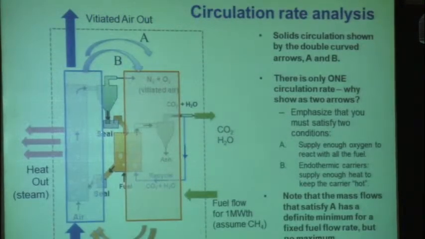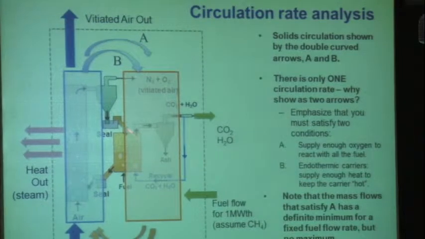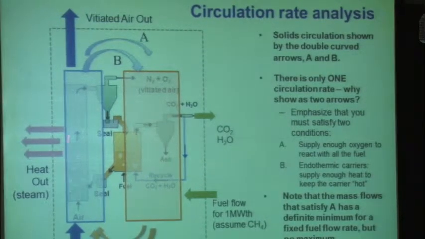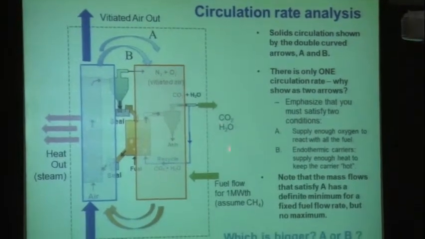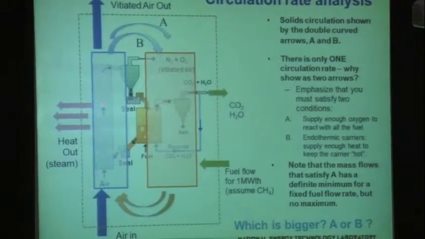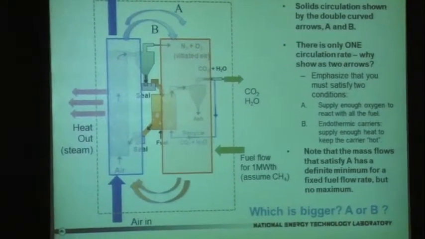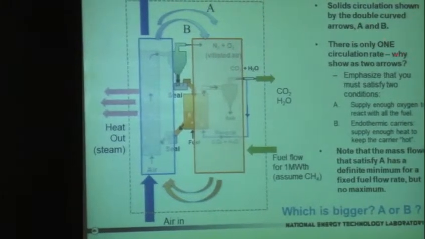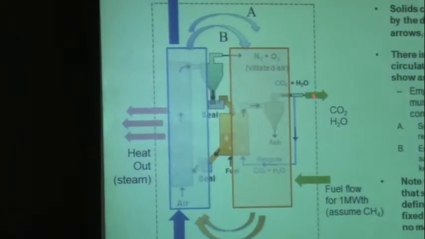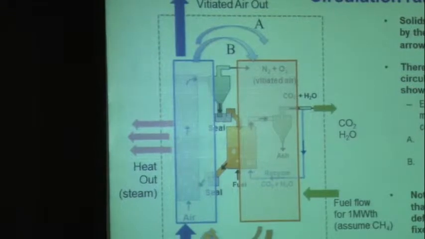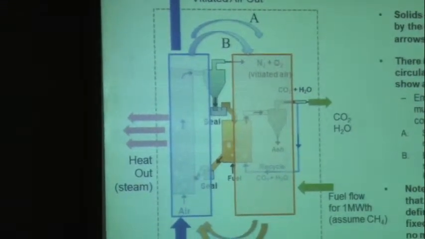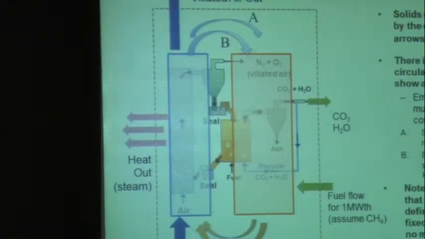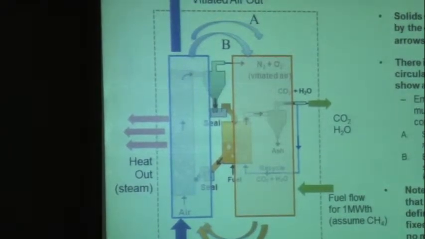Okay, so let's get into a little bit of analysis. I can't see my own slide here, let me walk here. I'm showing in the background the same schematic I've shown before for a chemical looper, and I'm trying to isolate the air reactor, that's the blue, from the fuel reactor. And then I show two different circulation rates, A and B. Of course, there's only one actual circulation rate, but I'm showing two to emphasize what I just said in the last slide. You've got to get oxygen over to react the fuel, but if it's an endothermic carrier, you've got to bring the heat over with it. All right, so A and B.